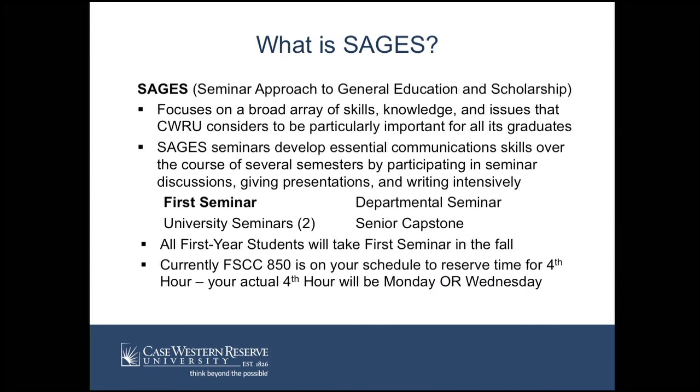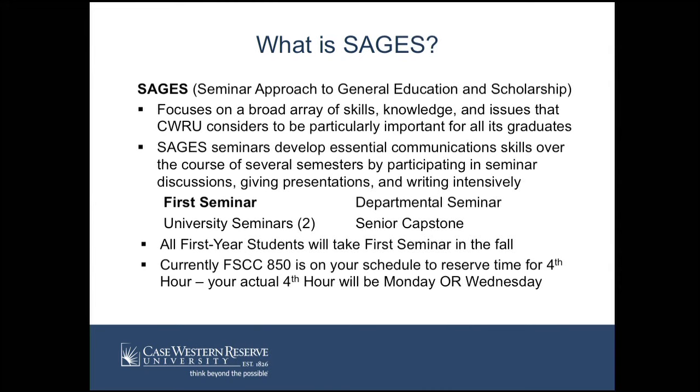I mentioned the degree requirements for all undergraduates at Case Western Reserve University, SAGES. So what is this SAGES? SAGES is a term we use that refers to the seminar approach to general education and scholarship. This is a series of coursework that will focus on a broad array of skills and knowledge, communication, and just learning to be a part of the intellectual life of the university. So all students will take a series of seminar courses. These are small courses limited to 17 students in enrollment, in which you'll be working on these various skills.